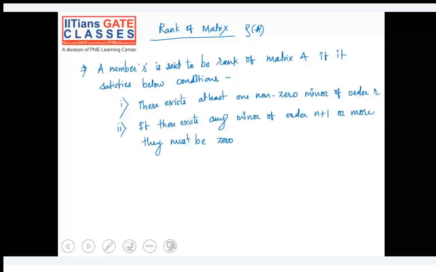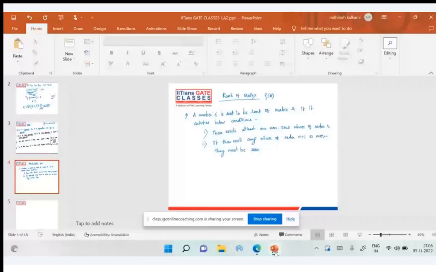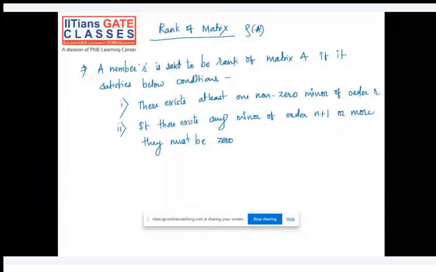A number R is said to be the rank of matrix A if it satisfies the below conditions. There are two conditions given, and if that number R satisfies these two conditions, then that number R is the rank of the matrix. So the first condition is there exists at least one non-zero minor of order R.